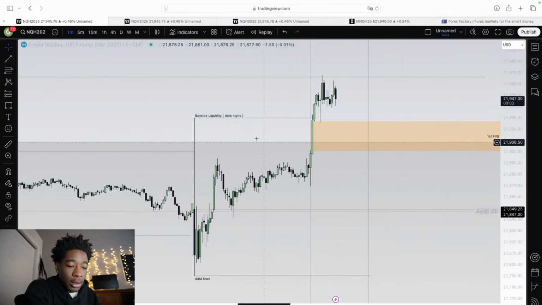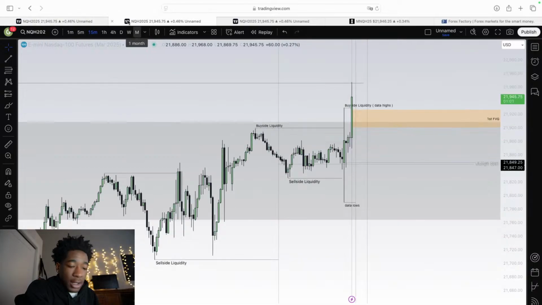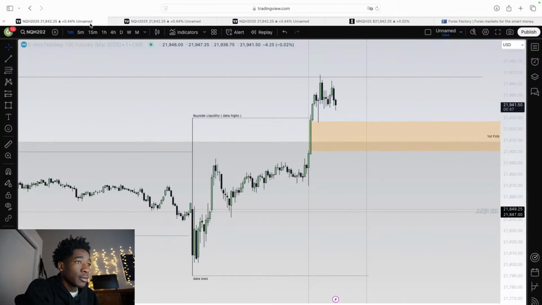So I gotta see something cool happen. Caught buys, being Friday, I'm leaning towards. Yes, sir. That's what I'm looking for too. Caught buys, being Friday, and leaning towards selling the data lows. Where'd you catch the buys at? Where's your entry?